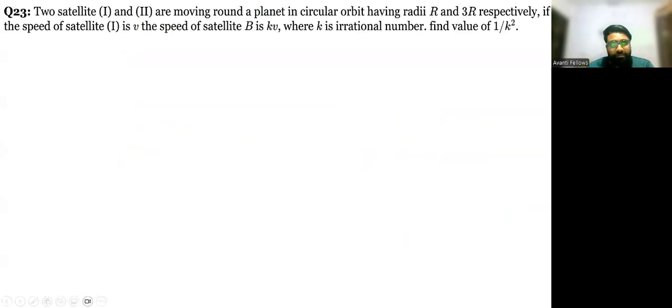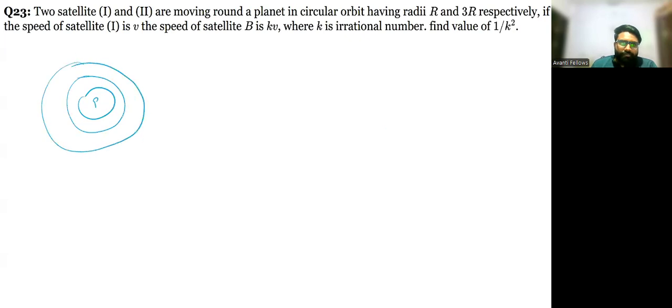Now this one: satellite 1 and satellite 2 are moving around a planet. Here we have a planet P, and these are two satellites moving in path 1 and path 2 of radius r and 3r, with a speed. Satellite 1 has a speed v, and satellite 2 has a speed kv. Find, where k is an irrational number, the value of 1 by k square.